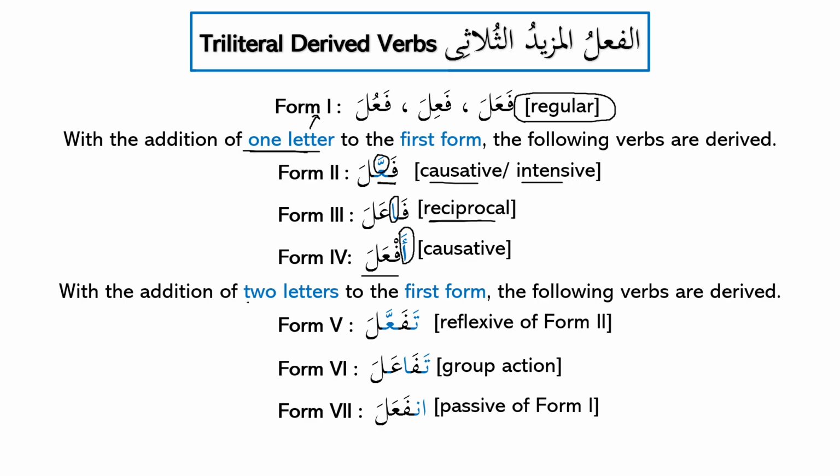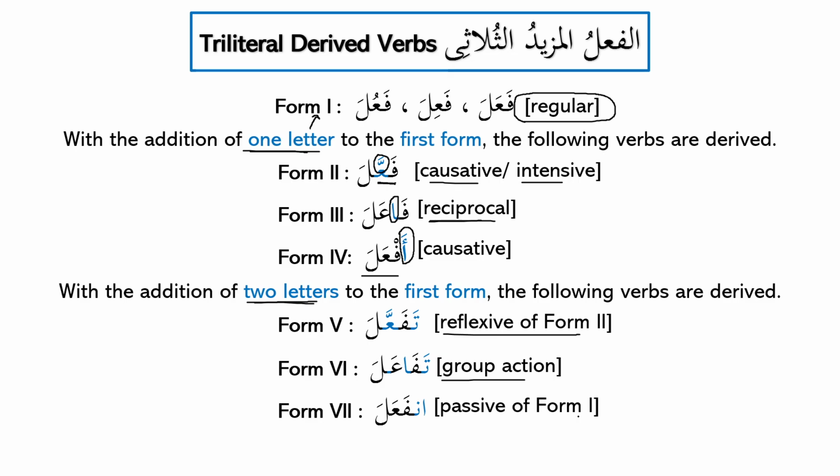And when there is addition of two letters in first form, it becomes form number 5, 6, and 7. Now you see the verbs are getting bigger, right? So from number 5, there is addition of ta tashdid, tafa'ala, and it is reflexive of form number 2. Then we have addition of ta and alif in form number 6, tafa'ala, which consists of group action. And then today's form is infa'ala, which is passive and reflexive of form number 1.